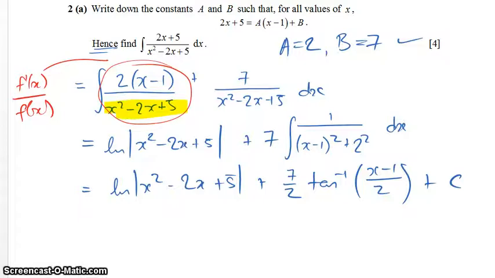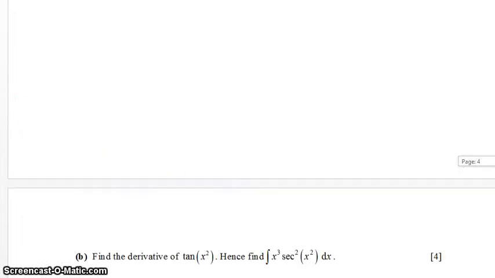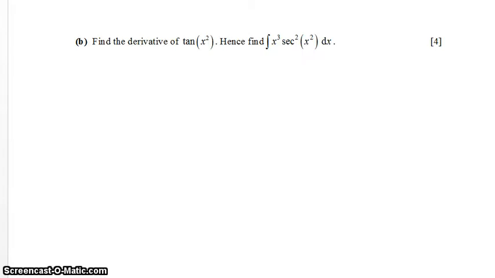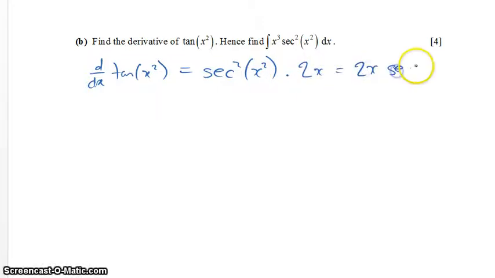So let's move on a bit ahead to part B. Find the derivative of tangent x squared. So what is d dx of tangent of x squared? Well, differentiate tangent, you get secant squared x squared, and then you have to differentiate x squared, so you get 2x. So your answer is 2x secant squared x squared.